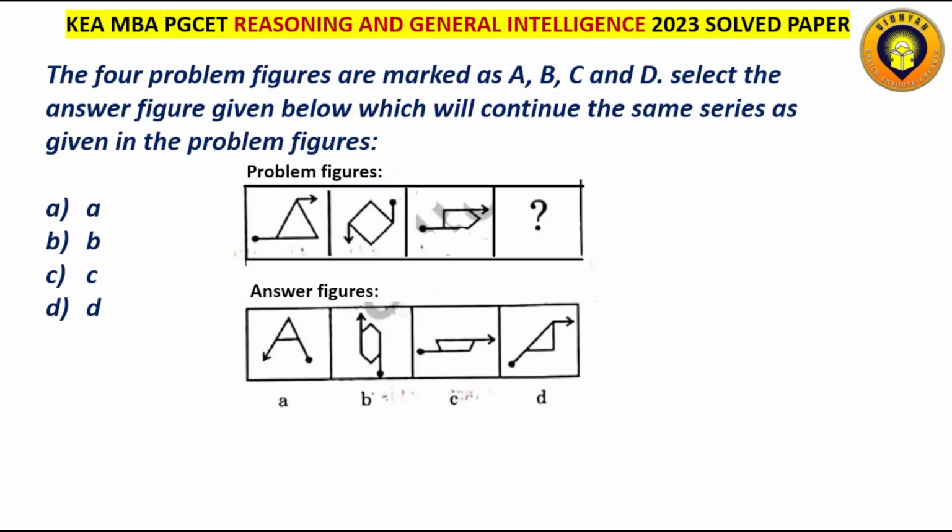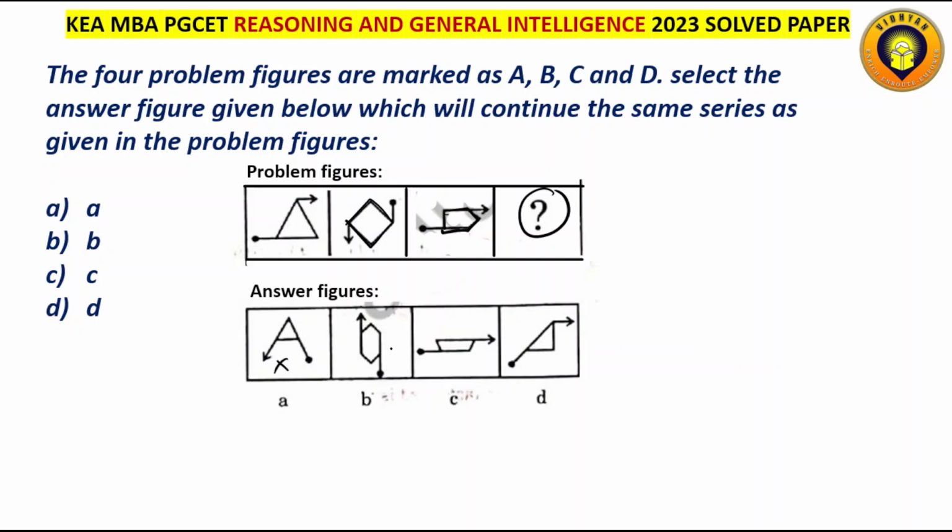The four problem figures are marked as A, B, C and D. Select the answer figure given below, which will continue the same series as given in the problem figures. So you have to find the last figure here. This is a triangle which has 3 sides. This figure has 4 sides, and this figure has 5 sides. Therefore, the next figure will have 6 sides, right?